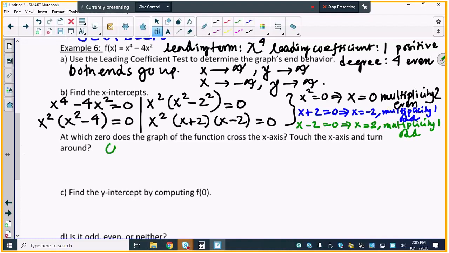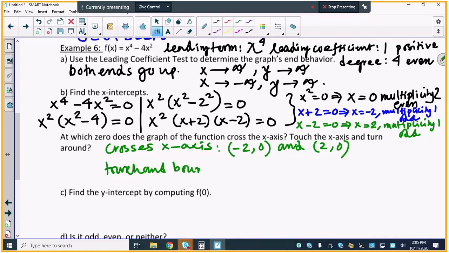So I say crosses the x-axis. This graph will cross the x-axis at odd multiplicity, which are (-2, 0) and (2, 0). But the graph will touch the x-axis and bounce back at the point with even multiplicity, which is the solution (0, 0). That's it.